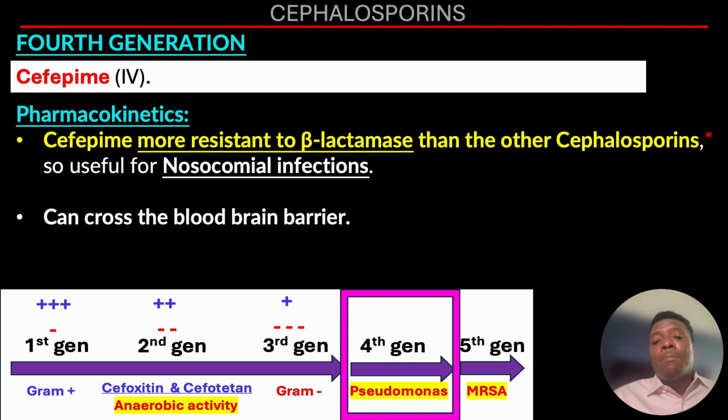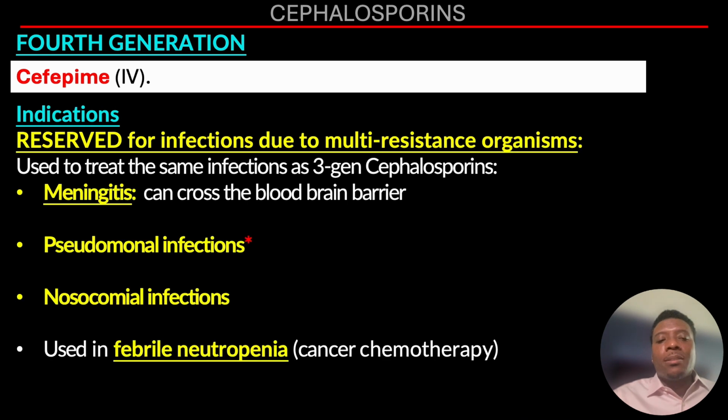Another very important fact about this is that cefepime has the most resistance to beta-lactamase compared to the other cephalosporins. And it can also cross the blood-brain barrier, which can make it an alternative for bacterial meningitis. Because of its broad spectrum activity, we kind of reserve these for infections due to multi-resistant organisms. Some other situations would be like meningitis that's severe, pseudomonal infections that are severe, hospital-acquired infections, and even febrile neutropenia.